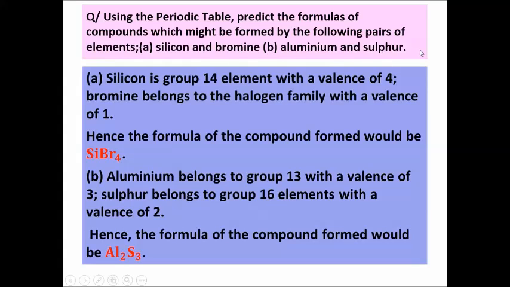In the same way, the second one, aluminium and sulfur. Aluminium belongs to group 13, and its valence is 3. On the other hand, sulfur belongs to the 16th group and its valence is 2. So we write Al and S. Below that the valency will be +3 and -2. Doing the crisscross, we get Al with -2 and S with +3. Removing the plus and minus, we get the formula Al2S3. Like this, for whatever compounds, we can write the formula if we know the element symbol, its group number, and its valence. We can use the valency method and get the formula. So this is how we write the formula of a compound.